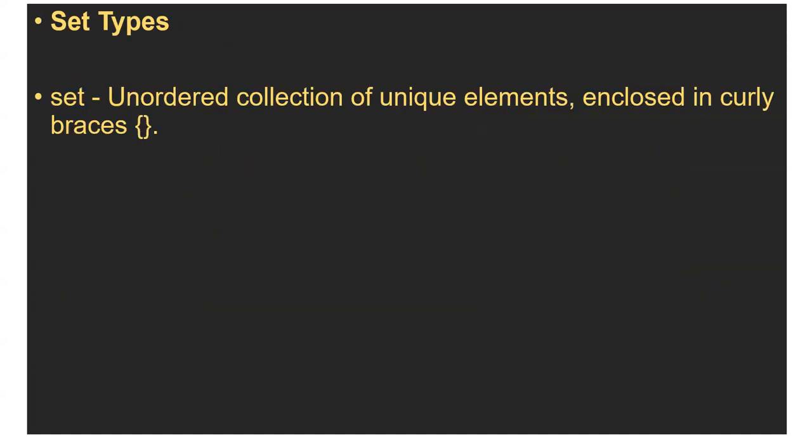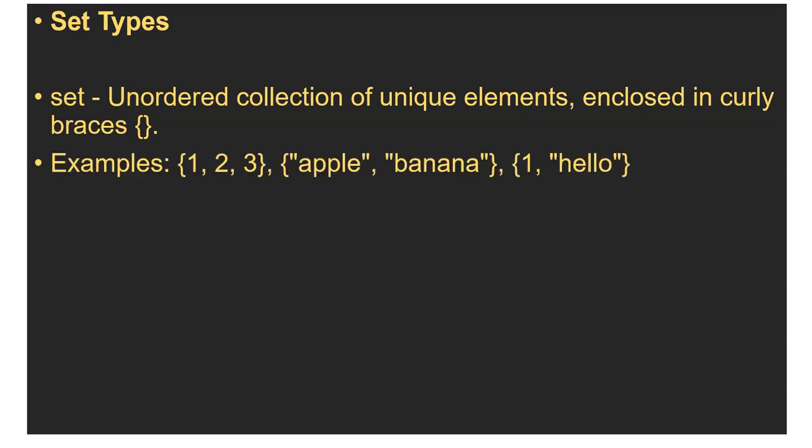Good. Let's now go to another data type that we have in Python. That's the set type. Now, set is an unordered collection of unique elements enclosed in curly braces. Good. Let's see an example. An example of a set is 1, 2, 3 enclosed in curly braces separated by commas. And then we have apple and banana enclosed in curly braces and separated by a comma. And another example is 1 and the text hello enclosed in curly braces separated by a comma.